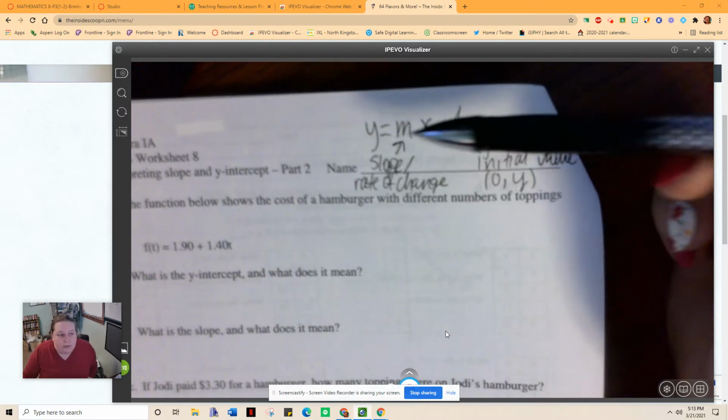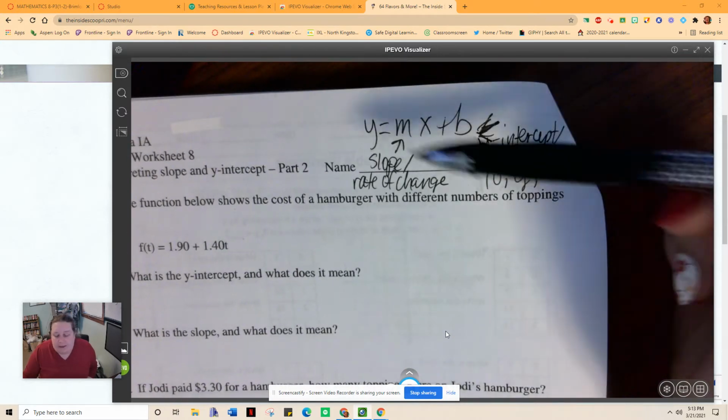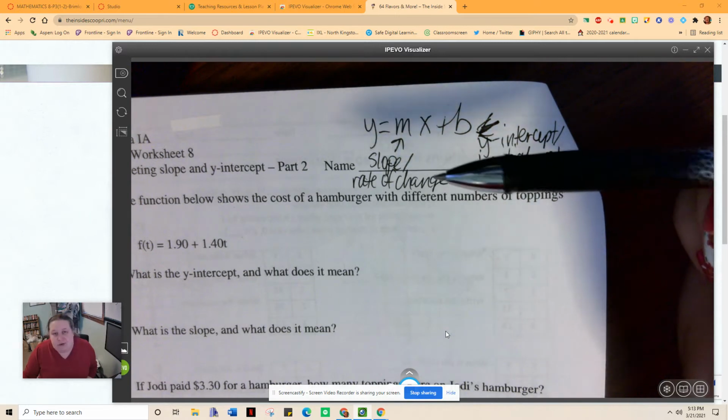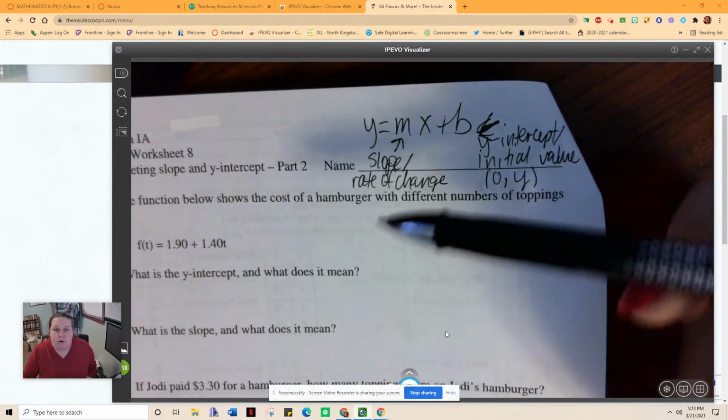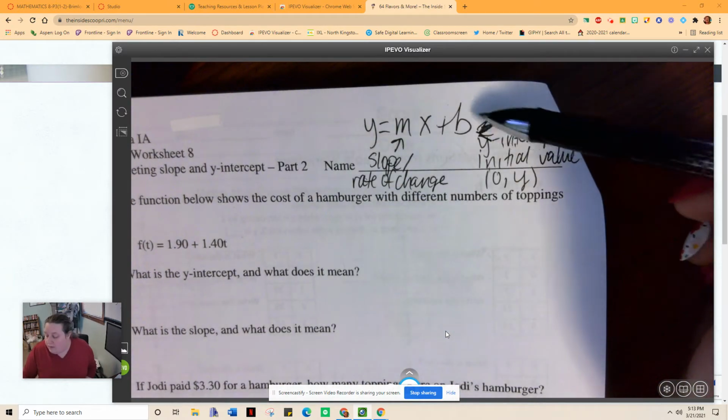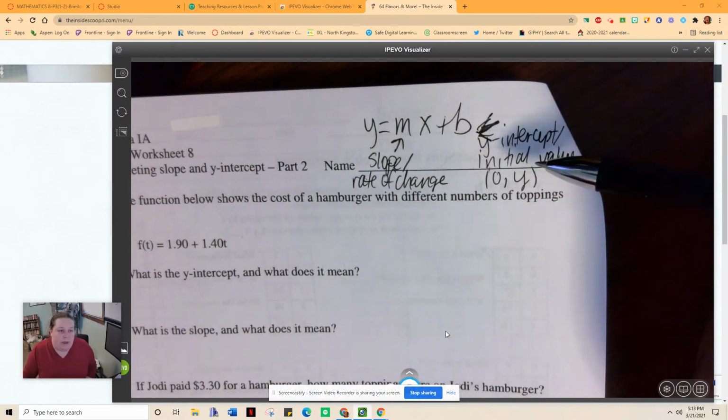So we know slope-intercept form is y = mx + b, where m is your slope or rate of change, which basically tells you how steep the line is and how it's moving from one coordinate to the next over time. And b is the y-intercept, where the function crosses the y-axis.